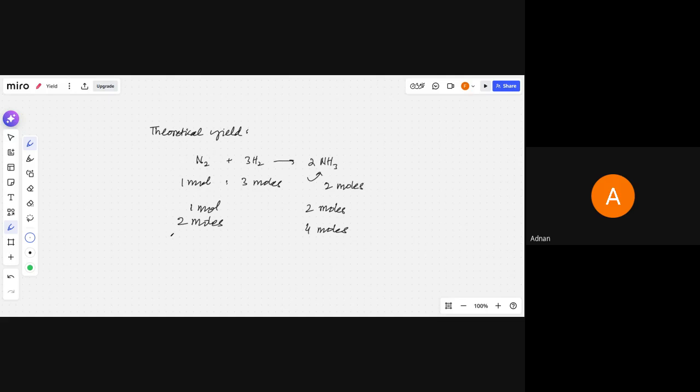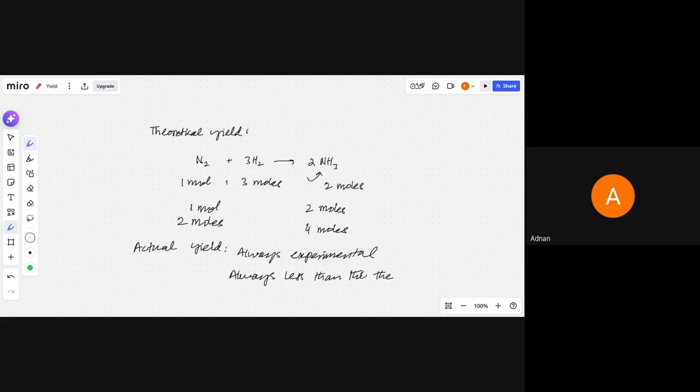So now, what is actual yield? Actual yield is when we perform this experiment in a lab, and what we get in reality, that is actual yield. So we can say that it is always experimental. And the other thing that you need to remember about actual yield is that it is always going to be less than the theoretical yield.